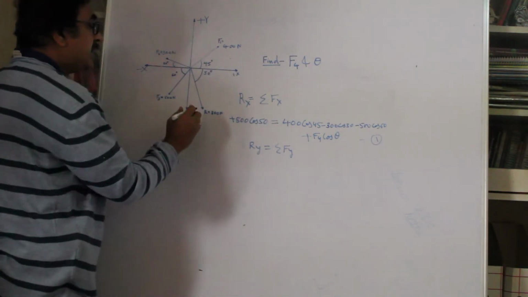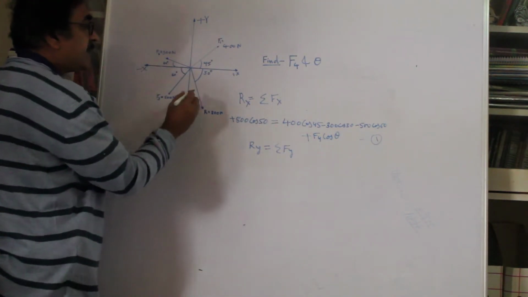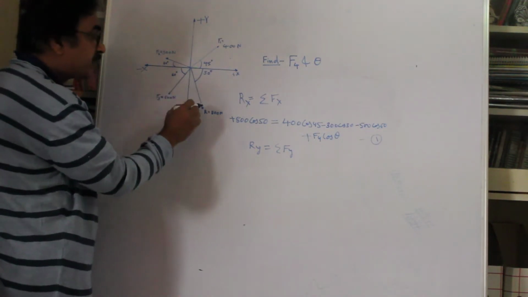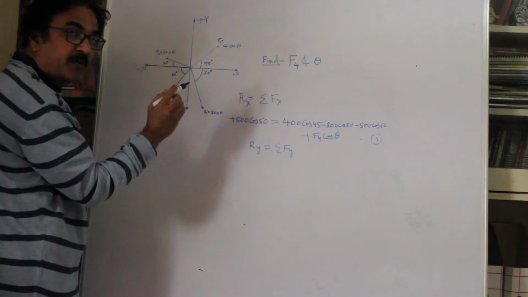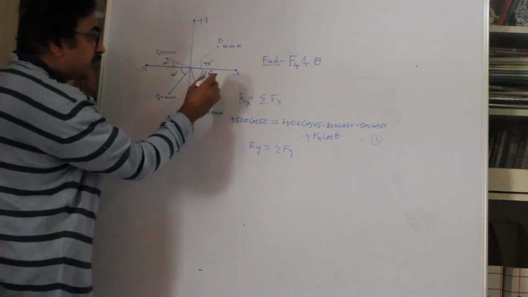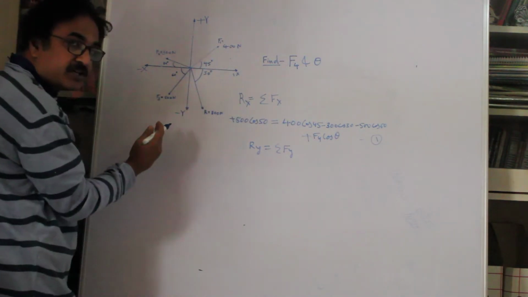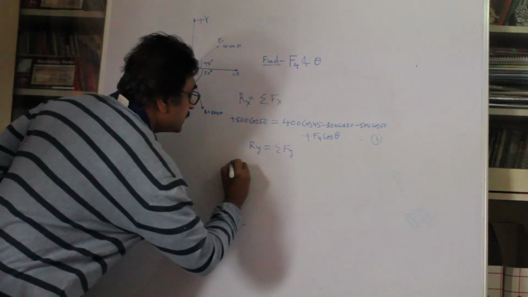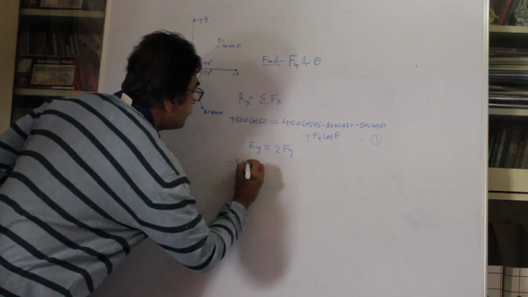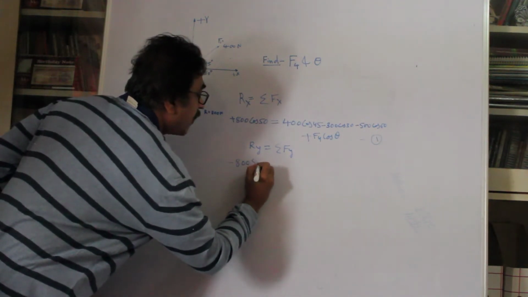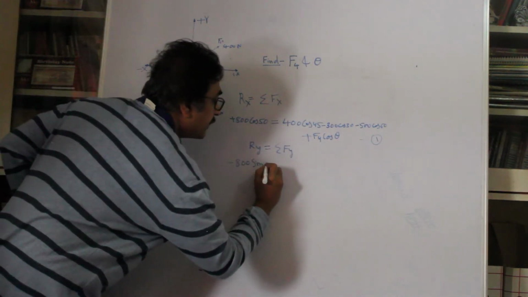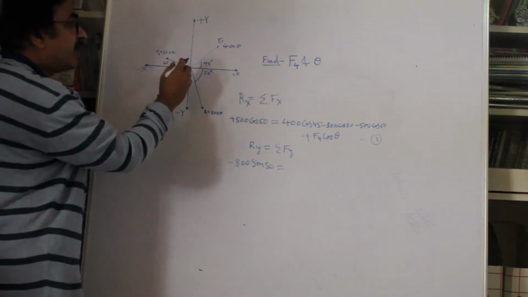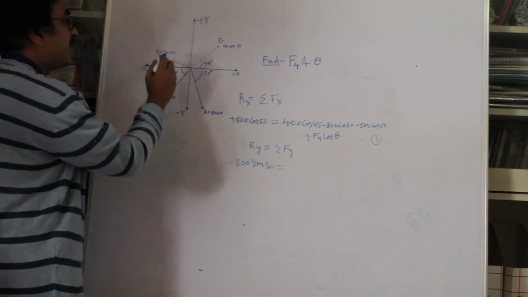So Ry, you resolve it vertically, that means it's going to be sine of the angle which this force makes with the x-axis. It's going to be the vertical component, and this is in the fourth quadrant, so it is along the negative axis. The resolution along the vertical axis is going to be downwards. So this is going to be minus 800 sine 50.